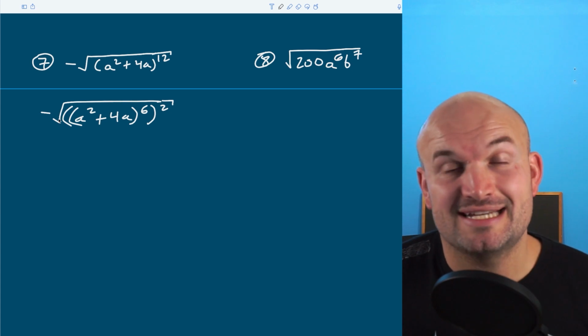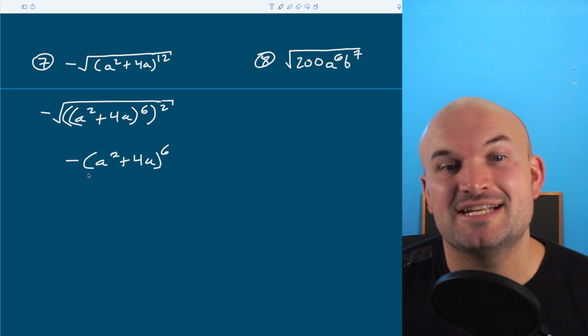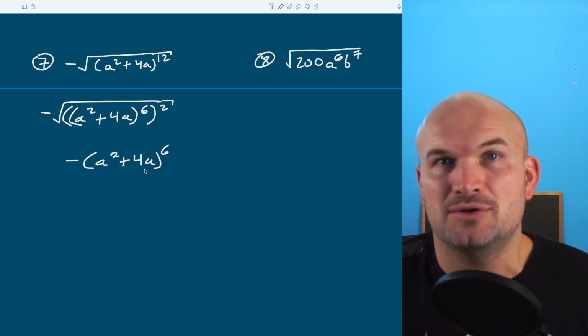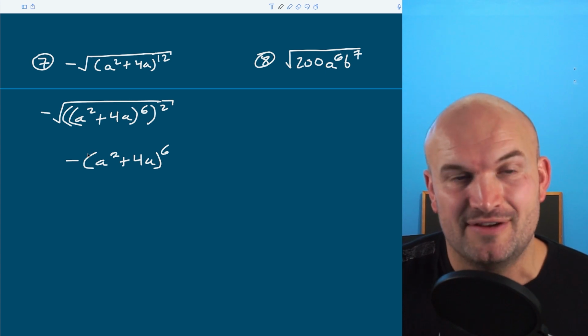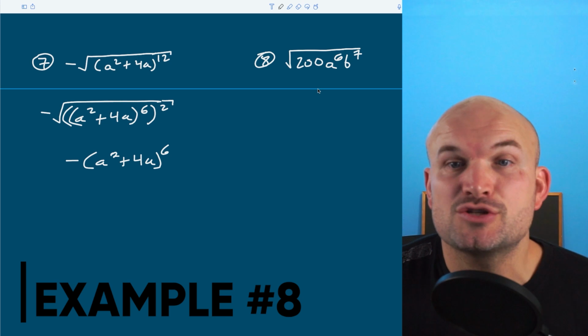And now you can see I can take the square root of that squared. That's going to leave me with the final answer of negative a squared plus 4a raised to the 6th power. And again, since it's even, we don't need to include this absolute value because this negative here is just multiplying the final answer. Now, question number 8, again, we're just looking for what is a square number that evenly divides into that.